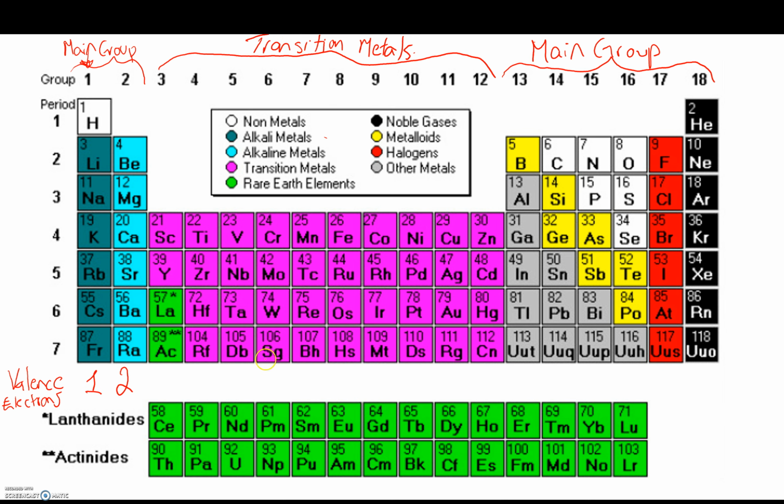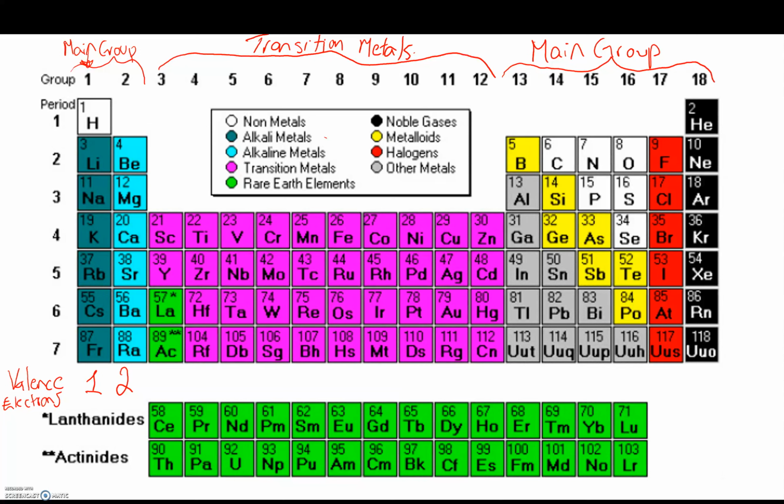Transition metals tend to have various valence electrons, so we're not even going to worry about those guys. Within those transition metals, we have our lanthanides and our actinides. These are sometimes called our rare earth elements. All right, I'm going to just quickly talk about our other metals.